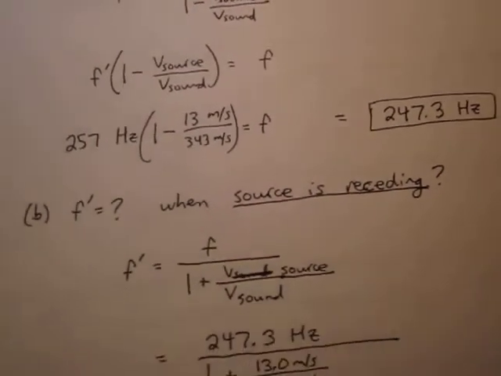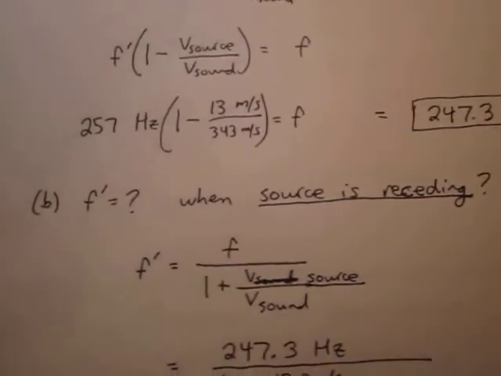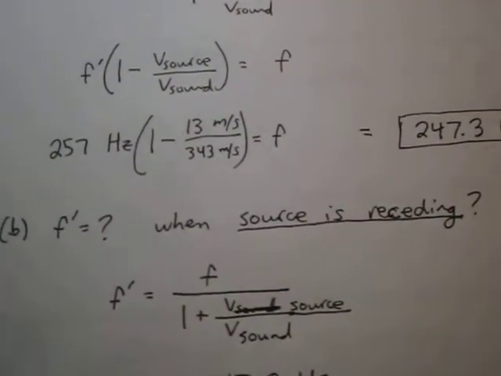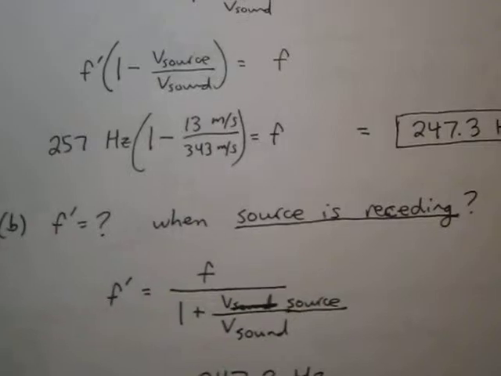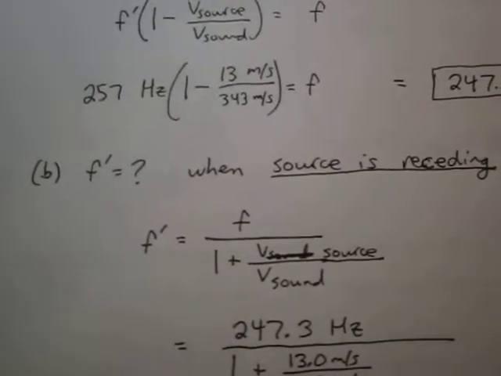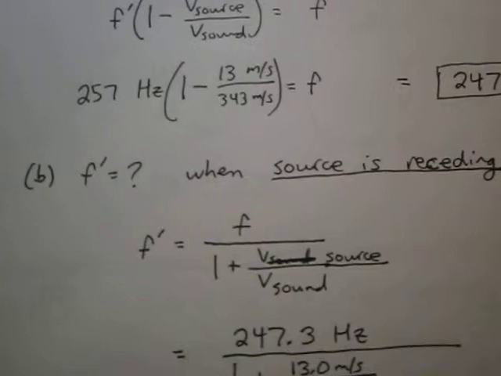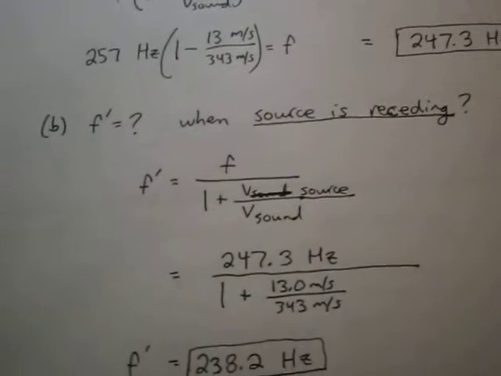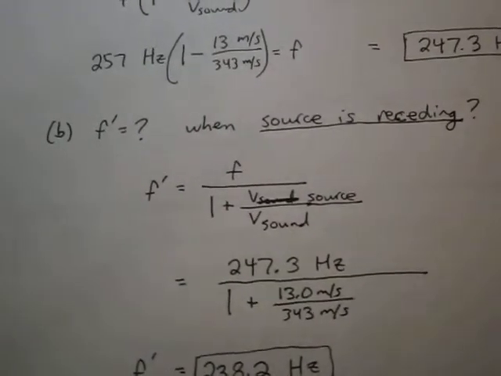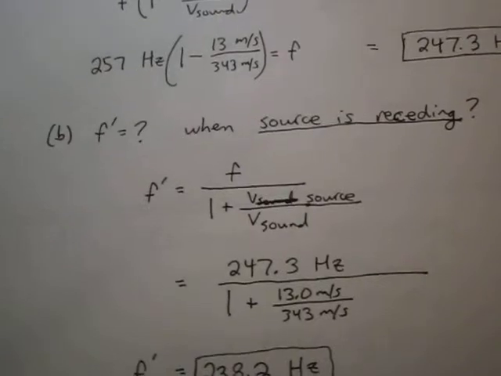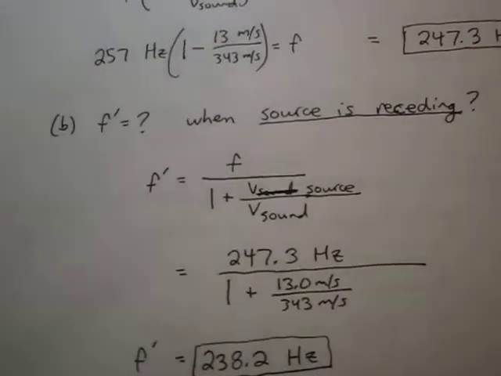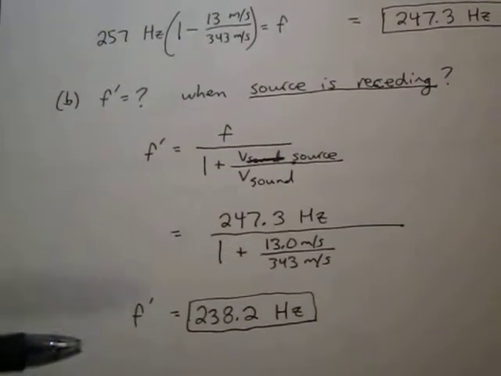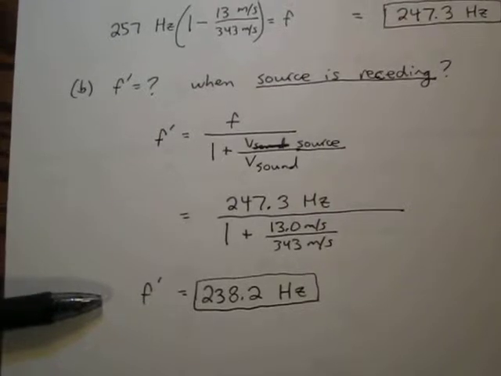Then part B is asking, what if the source is receding from us? The goose is flying away at 13 meters per second. What is the perceived frequency? So we recognize that the source is receding. So the appropriate equation is f prime equals f over 1 plus speed of the source over speed of sound. Plug in those values. And this time, we learned in part A that the frequency emitted is 247.3 Hertz, so it's appropriate to plug it in for f, and we get a perceived frequency of 238.2 Hertz.